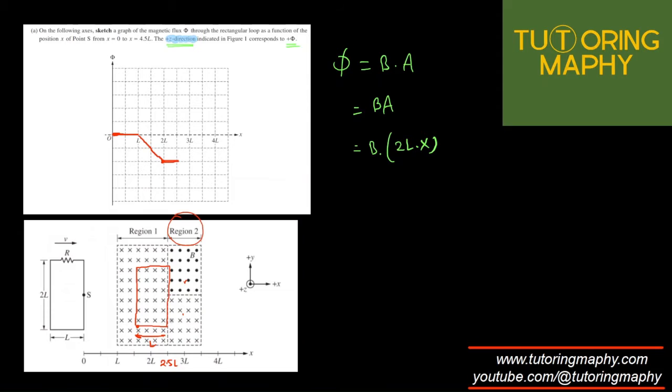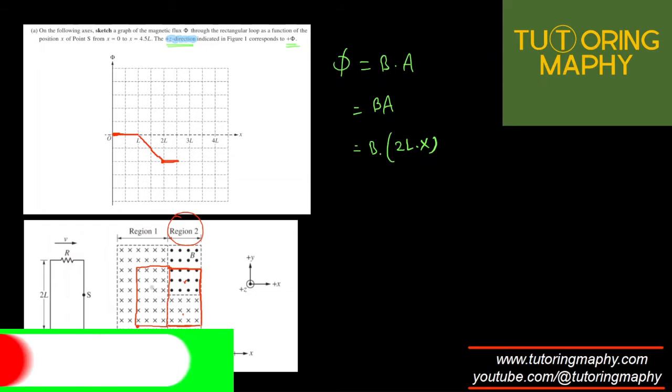But still, there will be some part of the loop which is in region 1 as well. And that will happen till the entire L enters region 2. And region 2 is also of L width because it's from 2.5 to 3.5. So this is what we have. But in this case, the flux is going to approach 0, right?